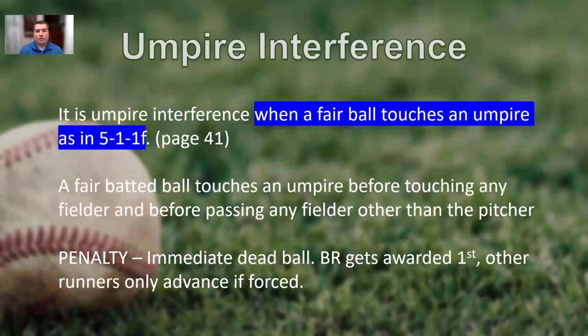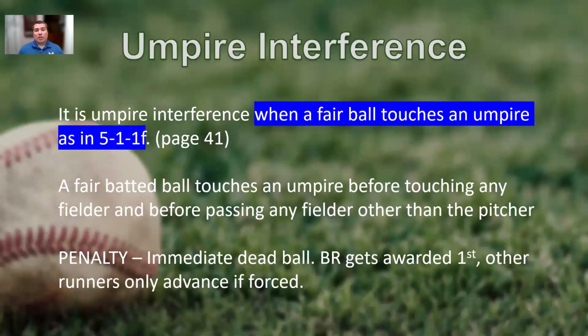Scenario two for umpire interference is when a fair batted ball touches an umpire, as in 511F. So with your rule book, 511F is on page 41. And this is in a section that is titled dead ball. The ball becomes dead immediately when, and here it is, a fair batted ball touches an umpire before touching any fielder and before passing any fielder other than the pitcher.